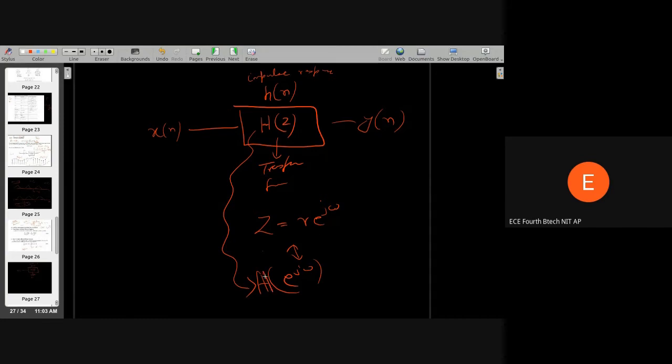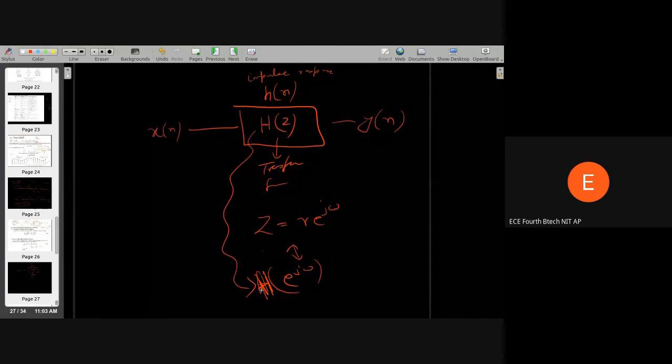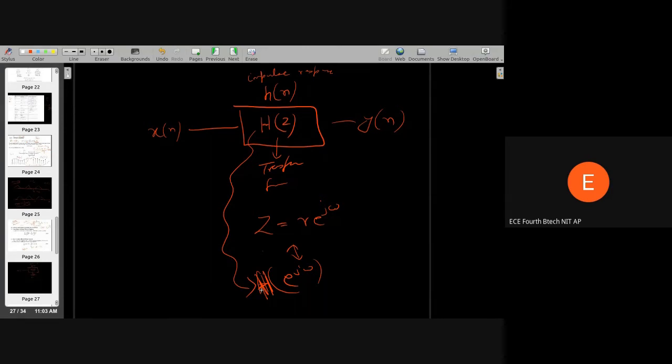That's when it becomes a Fourier transform. So it makes our life easier to analyze in terms of Z transform instead of direct Fourier transform itself. Why? That's a very good question.